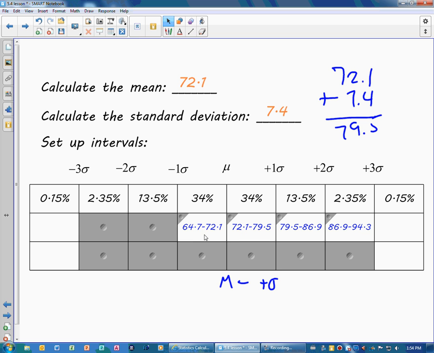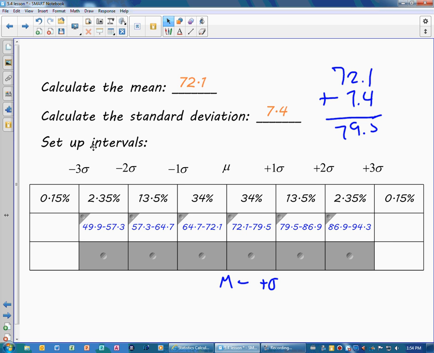This will be 1 standard deviation below, so it's 72.1 minus that 7.4. So this range is 64.7 up to 72.1. Then 2 standard deviations below and 3 standard deviations below, okay? So these are the ranges.